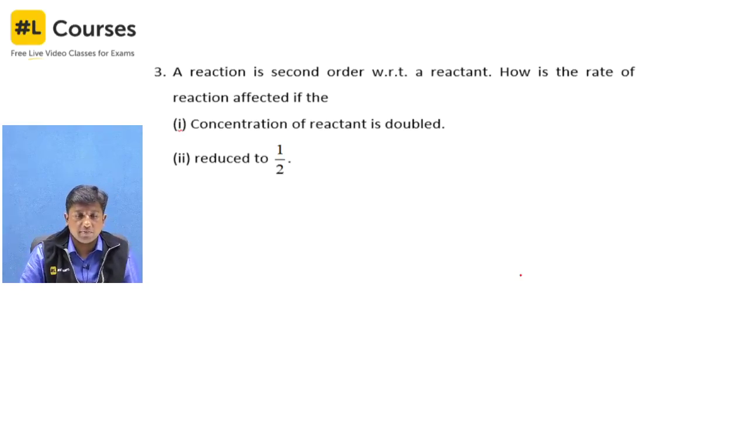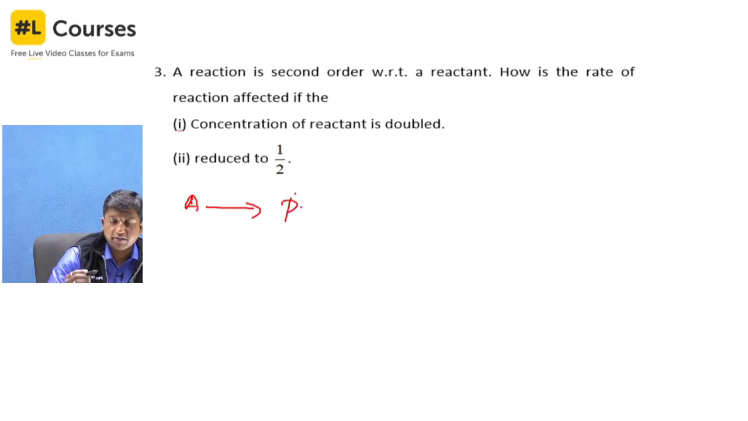So now it is problem number 3, the third problem. A reaction is second order with respect to a reactant. How is the rate affected if the concentration of reactant is doubled, and second, if it is reduced to half? Let us consider a reaction in which reactant A is converting into product P. Let us consider a hypothetical reaction. And the order of the reaction they have given in the problem, students, is second order. Let us write the rate expression for this.